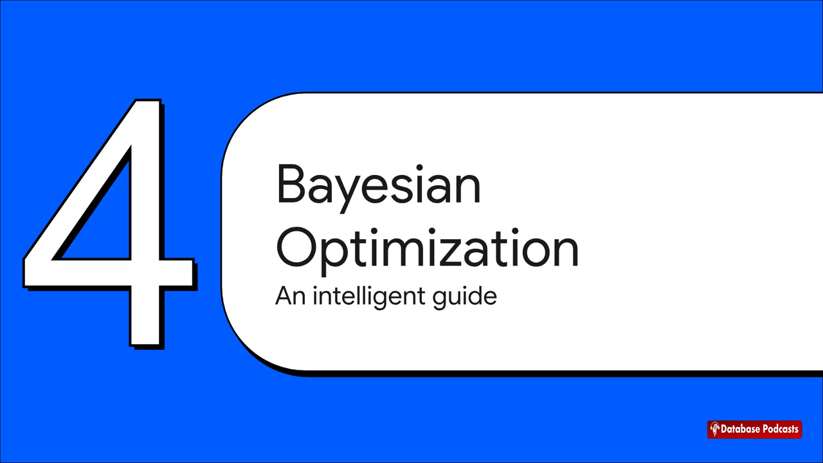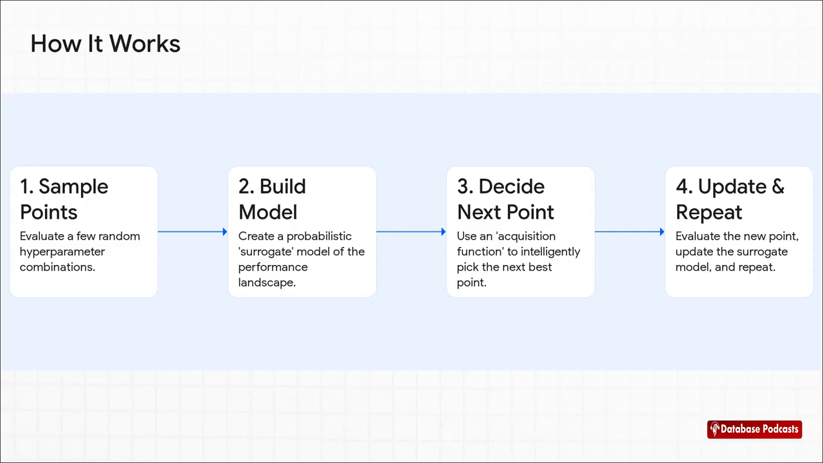You should think of this less like a static map and more like an intelligent guide that's learning the terrain right there with you, every step of the way. It's a really beautiful process. It starts by testing a few random points just to get a feel for the landscape. Then it builds this simple probabilistic model, they call it a surrogate, of what it thinks the performance landscape looks like.